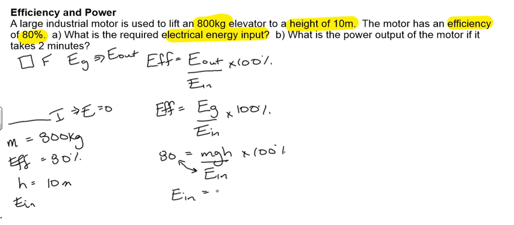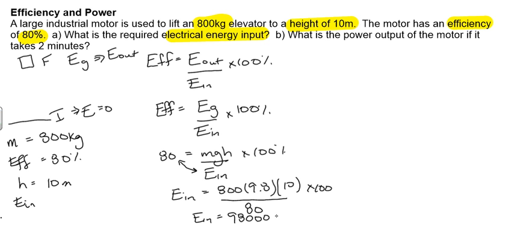is equal to mass, which is 800, times gravity, which is 9.8. Remember, it's positive in this section because they're all scalar values. The only section that needs a negative is the kinematics section. And the height is 10. I'm going to divide that by 80, and then the whole thing gets times 100. So when I crunch those numbers, I should get 9,800 joules.